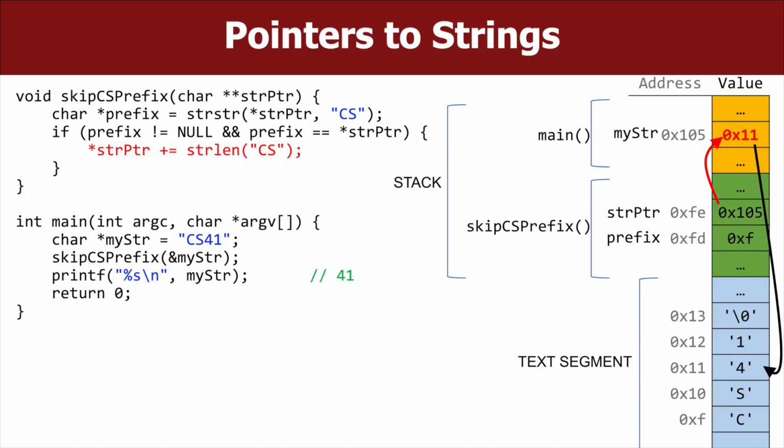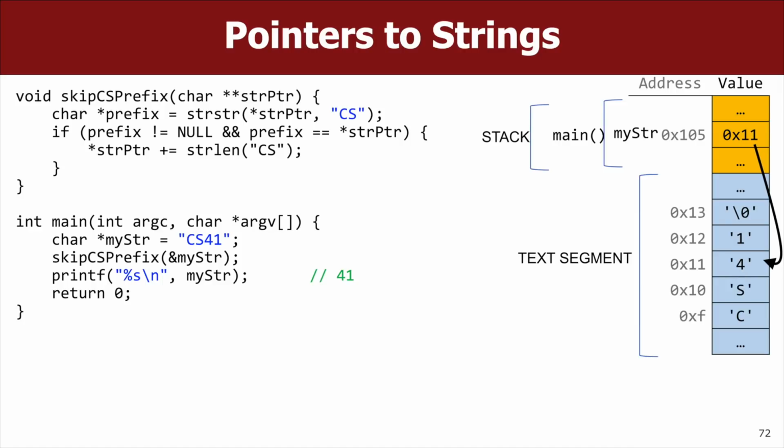So now we're done with skip CS prefix. Its memory goes away. All of its local variables go away. And now we're back in main where we print out the value of myStir. myStir again has been updated because skip CS prefix knew where to go to find it and update it. So now when we print it out, it prints out the string 41.